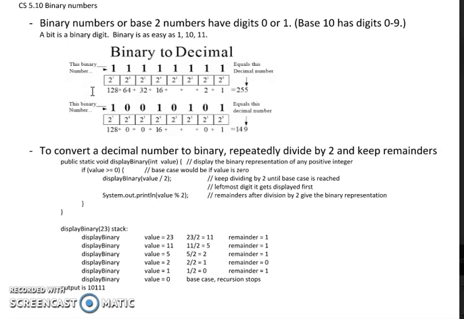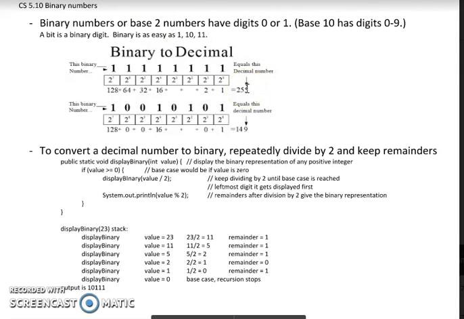Base 10 has every place, when you talk about place value, the ones place, the tens place, or the hundreds place, with 10 possible values, 0 through 9. So binary numbers have two possible values, 0 or 1.